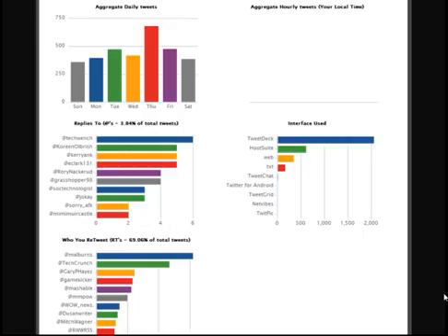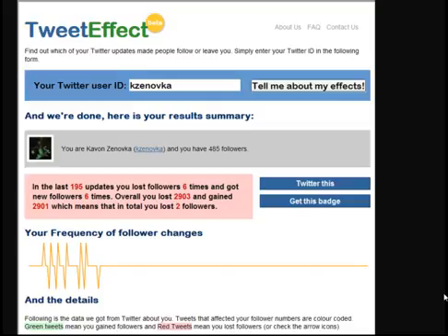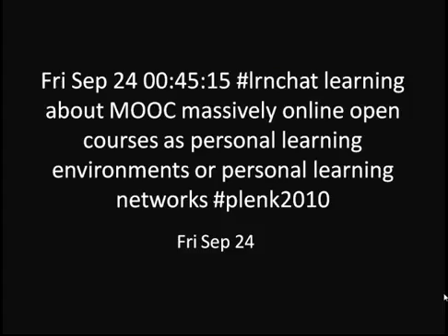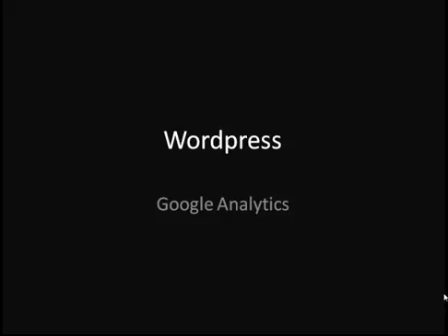But this is one of the analytics that I really did enjoy. You'll see Thursday is very high. That's because Learn Chat shows up on Thursdays, and it's actually a Twitter group that goes on for an hour and a half. There's 4 questions, and you tweet your responses to those. And Tweet Effect was a really fun analytic. It told me when I would lose followers, and I found out if I go on to Learn Chat and I talk about MOOCs, I lose followers. Otherwise, I keep them.